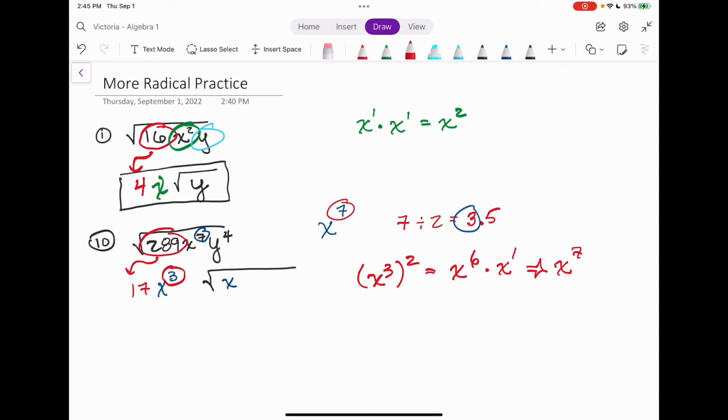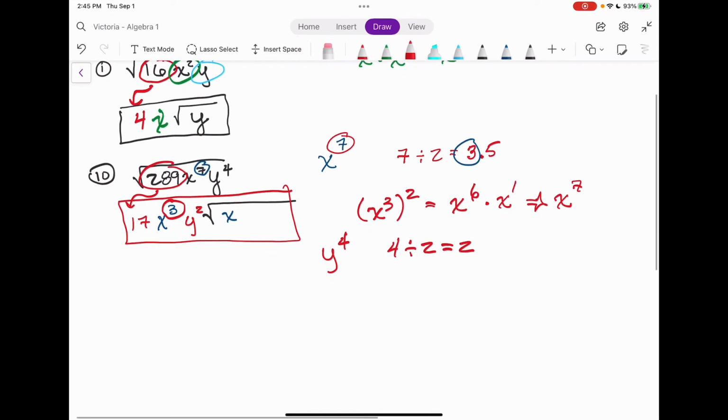Okay, and then let's do the y. So on this one, I have y to the 4th. So I'm just going to look at my 4 and say 4 divided by 2 is 2 with nothing left over. So I have y squared on the outside. So that's my whole answer. 17 x cubed, y squared, square root x.